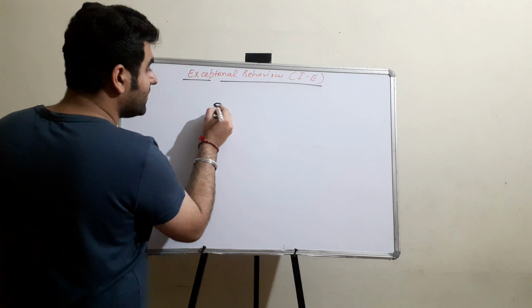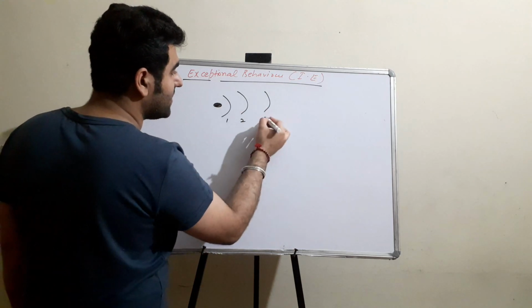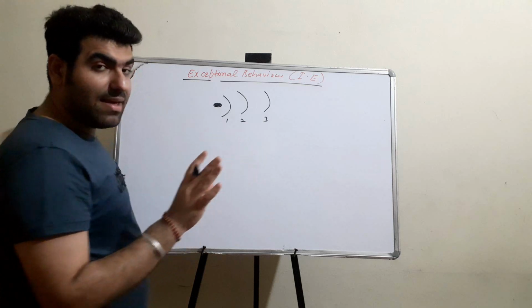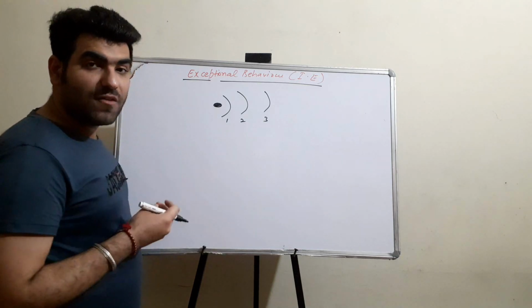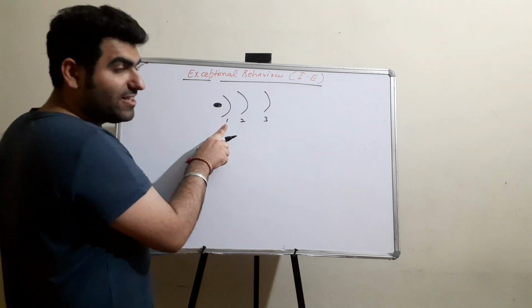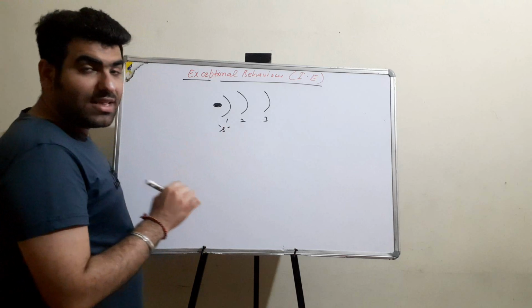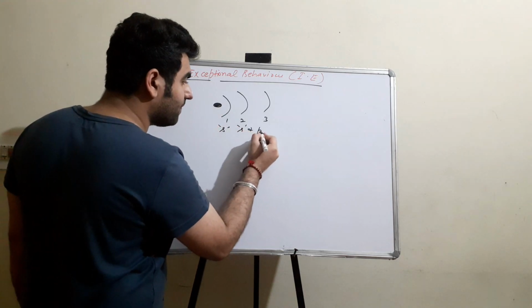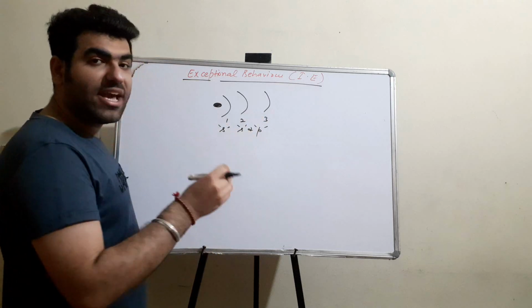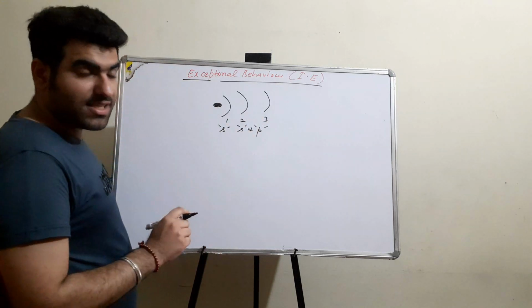So we know that this is the nucleus and this is the first shell, this is the second shell, this is the third shell, like the K, L, M shells. But these shells also consist of some subshells. The first shell has one subshell, s. The second has two subshells, s and p. Similarly, the third has s, p, d and so on. So we are only concerned with this.